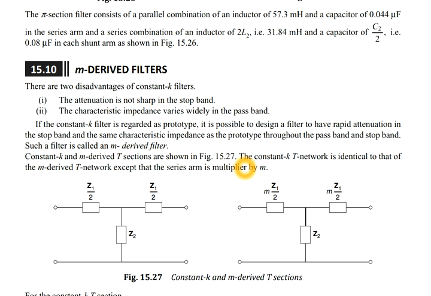That's why to avoid that we need to go for m-derived filters. If the constant K filter is regarded as a prototype filter, it is possible to design a filter to have rapid attenuation in the stop band and the same characteristic impedance as the prototype throughout the pass band as well as the stop band. And such a filter is called an m-derived filter.